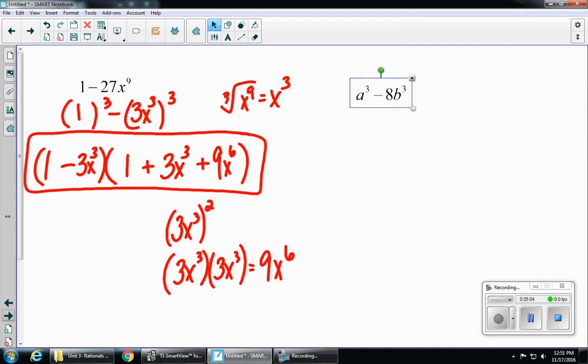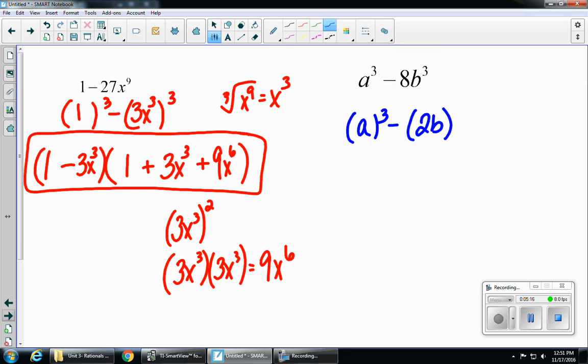So my last one, a cubed minus 8b cubed. So this is a to the third minus 2b to the third. So same thing. I'm going to set up my parentheses. Same sign, opposite sign, always positive. My cube roots come right down to form my binomial, a minus 2b.